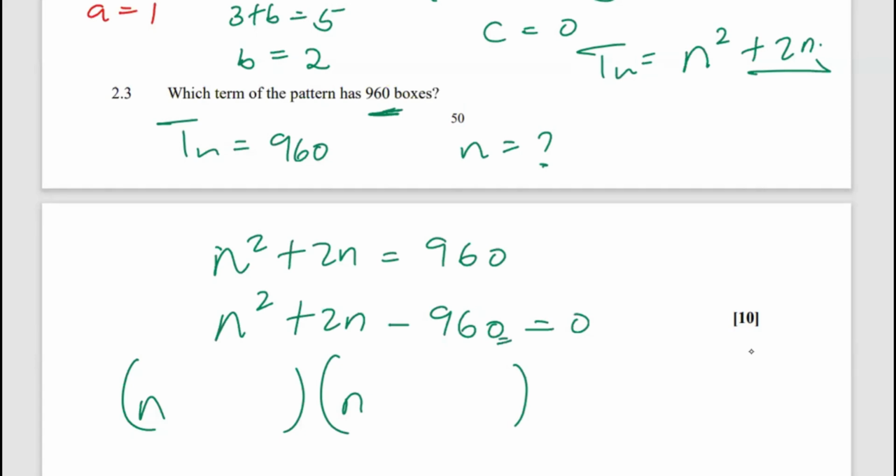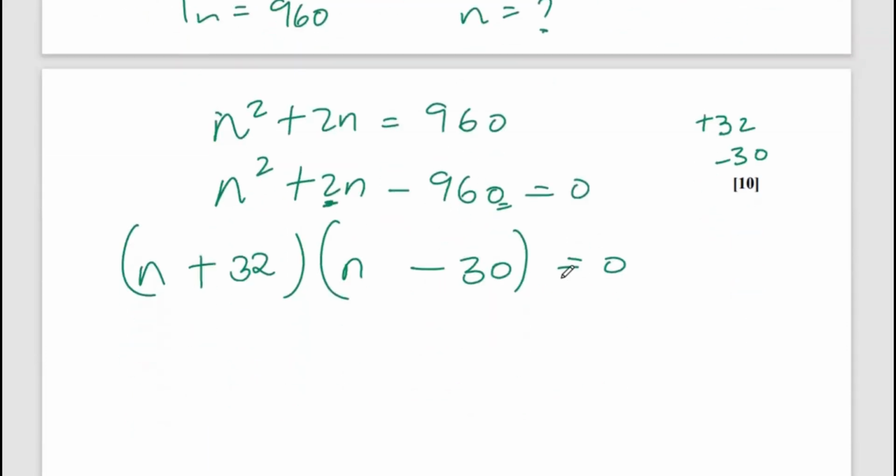960. It's going to make sense if I use 32 and 30, because I see that's the closest that's going to give me a positive 2. So it's positives, negative. Let's see. Plus 32 minus 30. You can use the quadratic formula, there's no problem. And then when I multiply 32 by 30, I get the 960, which is a perfect combination.